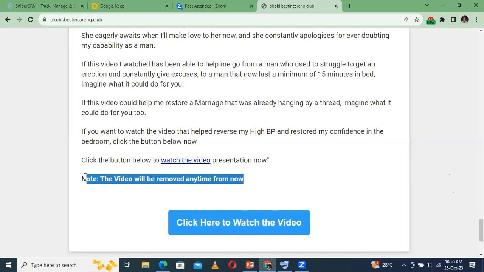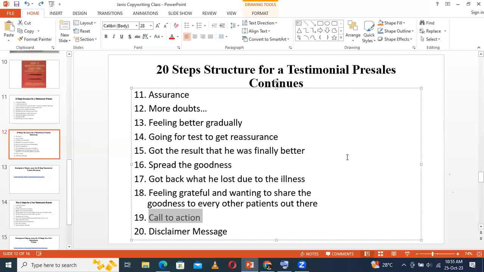So for number 20 of our 20-step testimonial structure, and that is very, very important, that's the disclaimer message. Can you see the disclaimer message? Wait, let me check. Let me highlight it. The disclaimer message. I'll send you the format. That's what you'll be using for your pre-sale pages.